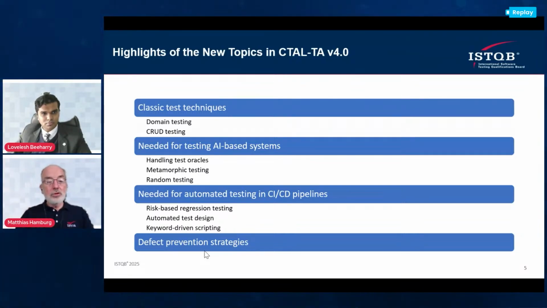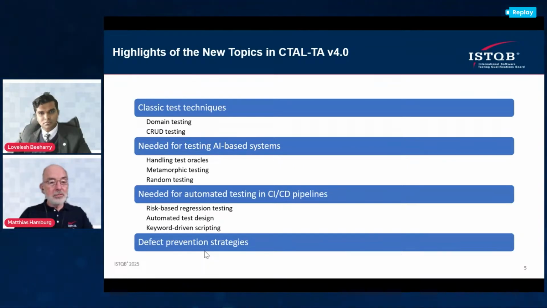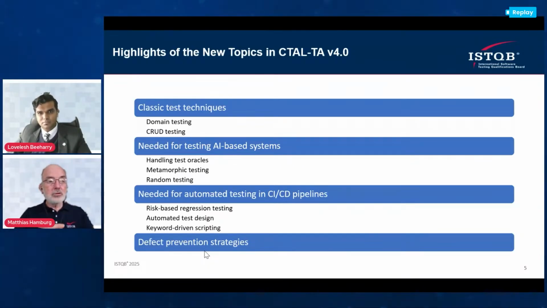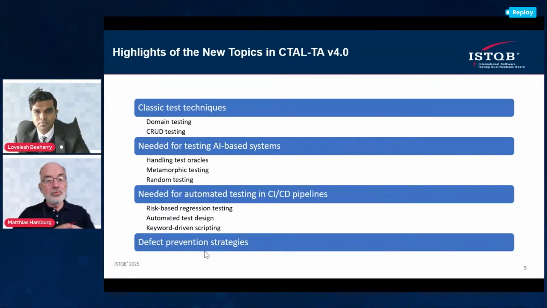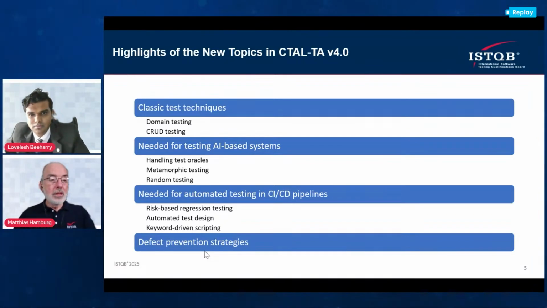This includes metamorphic testing, which is a relatively new test technique, which has been introduced by ISTQB into the AI testing syllabus, but we think it's mainstream and it should be included in the core knowledge. And we also added random testing, which is another test technique addressing oracle problems. We also consider that the industry needs much more automation than before. And test analysts have to contribute to this as well, especially to support continuous integration, continuous delivery pipelines.